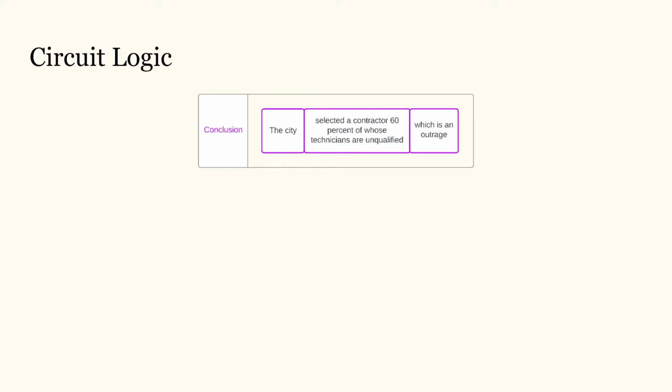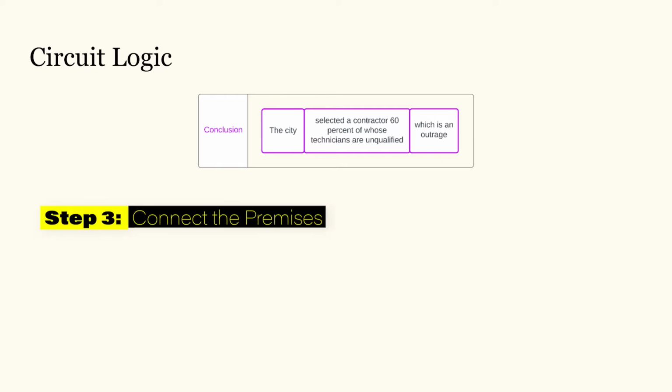Splitting the conclusion into separate concept boxes can help us evaluate the validity of the argument. For the argument to be valid, the premises must support or connect all of these concepts. The third step is to connect the premises to the conclusion.